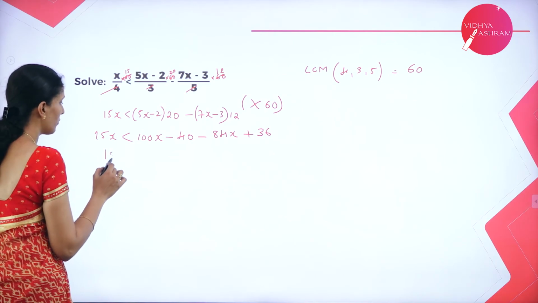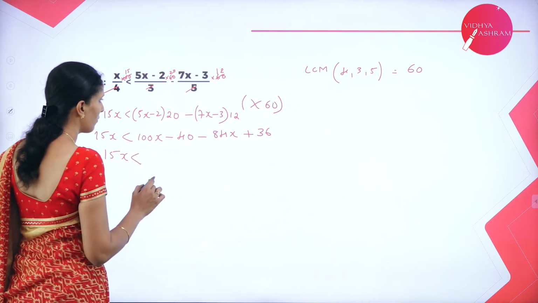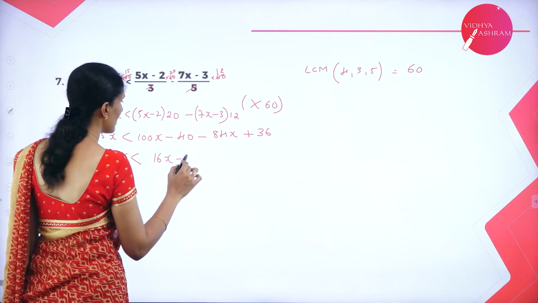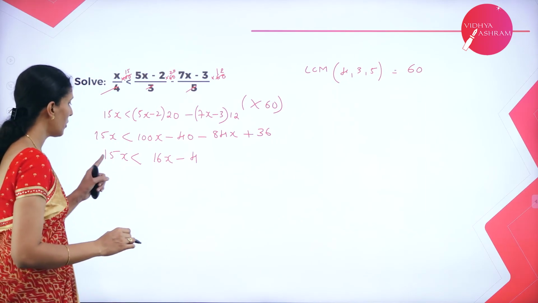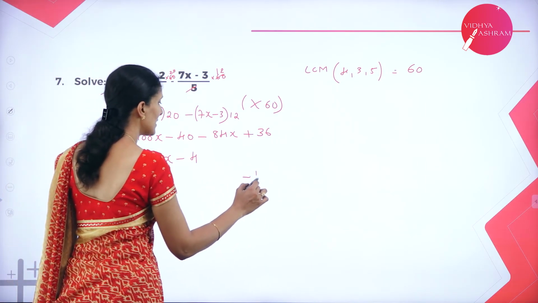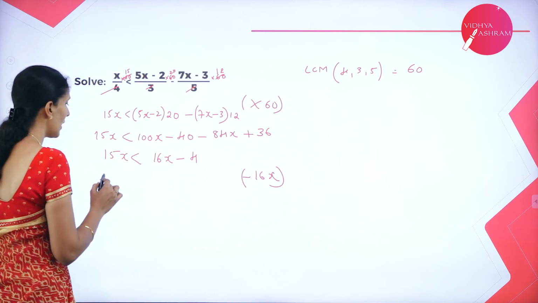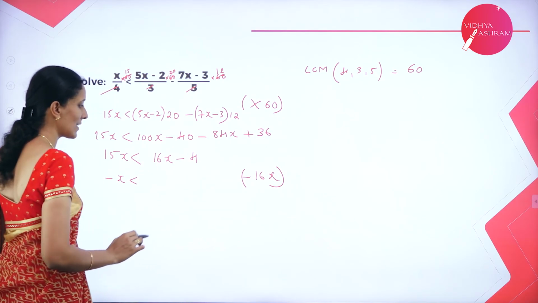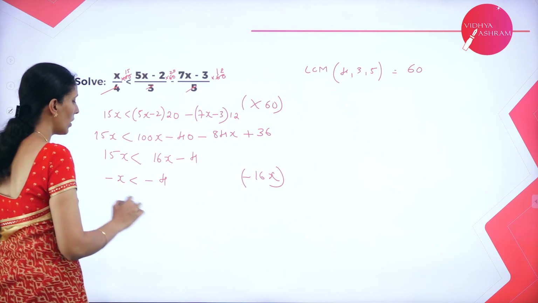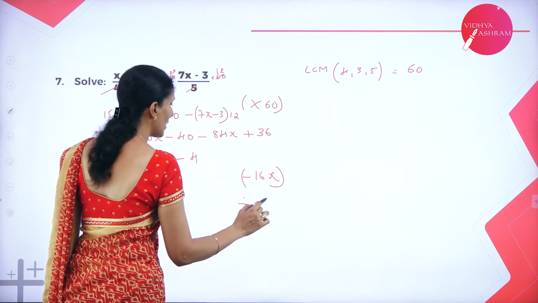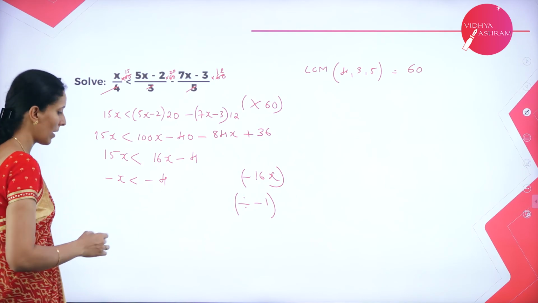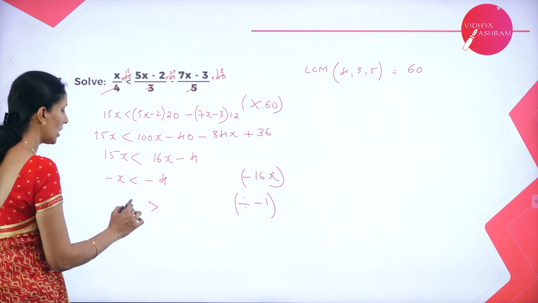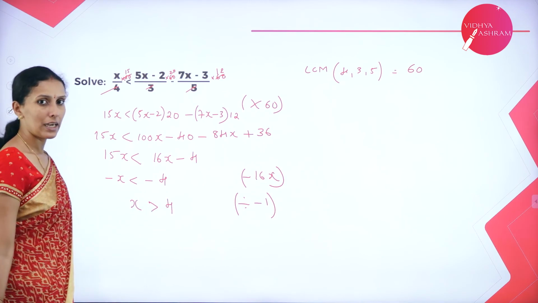Now solve the right hand side of the equation first. 100x minus 84x is 16x. Minus 40 plus 36 is minus 4. Now we don't need 16x, so minus 16x on both sides. We will get 15x minus 16x, minus x, less than 16x minus 16x cancels, so minus 4. Next we don't need minus there, so divide by minus 1, or you can multiply by minus 1. When you multiply or divide by minus 1, the inequality must change, and here it is x and here it is 4. So x greater than 4 is the answer.